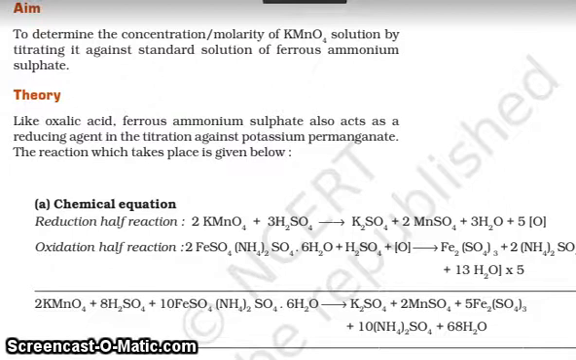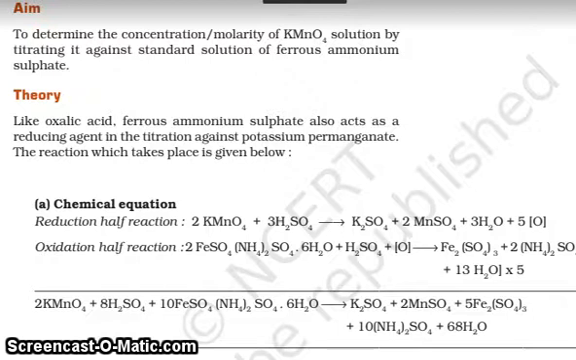So what is the aim of the experiment? Determine the molarity of the given KMnO4 solution with the help of supplied M/20 Mohr salt solution. So, to determine the molarity of KMnO4 solution by titrating it against a standard solution of ferrous ammonium sulfate. Ferrous ammonium sulfate is commonly known as Mohr salt.